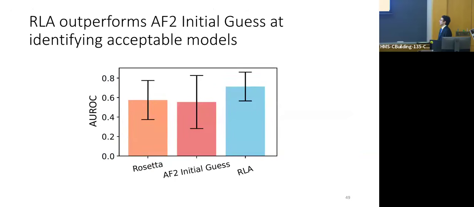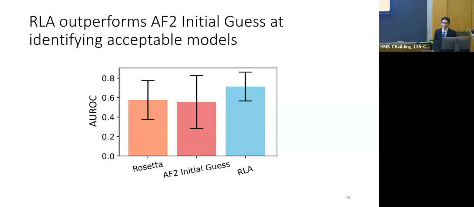Okay, so let's just look at the area under the ROC curve, comparing Rosetta, AlphaFold 2 initial guess, and RLA. And on this data set, RLA performs a little better than AlphaFold 2 initial guess. Now, I mentioned there were 2 ways of using RLA. There's the RLA with all info, and also RLA without the binder sequence information. So what happens when we ablate that sequence?